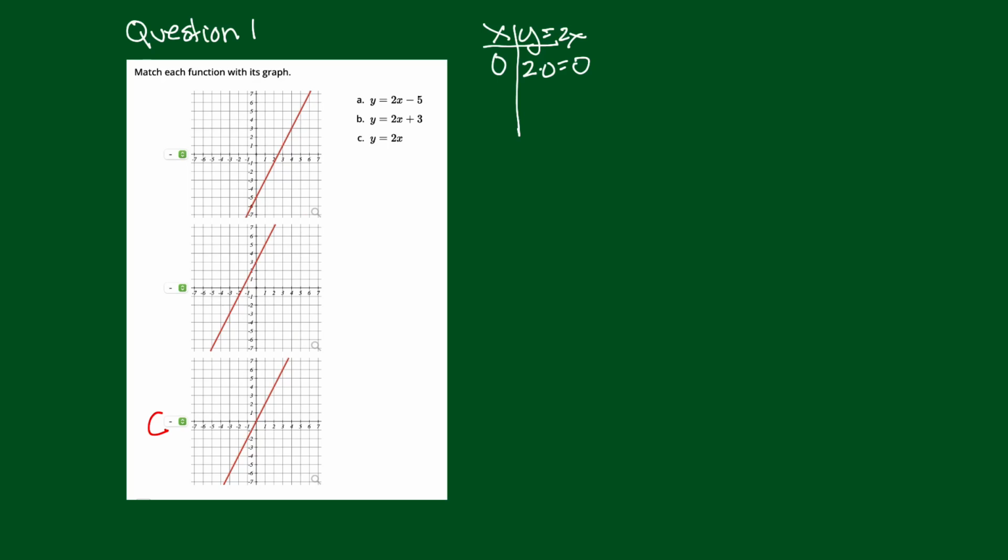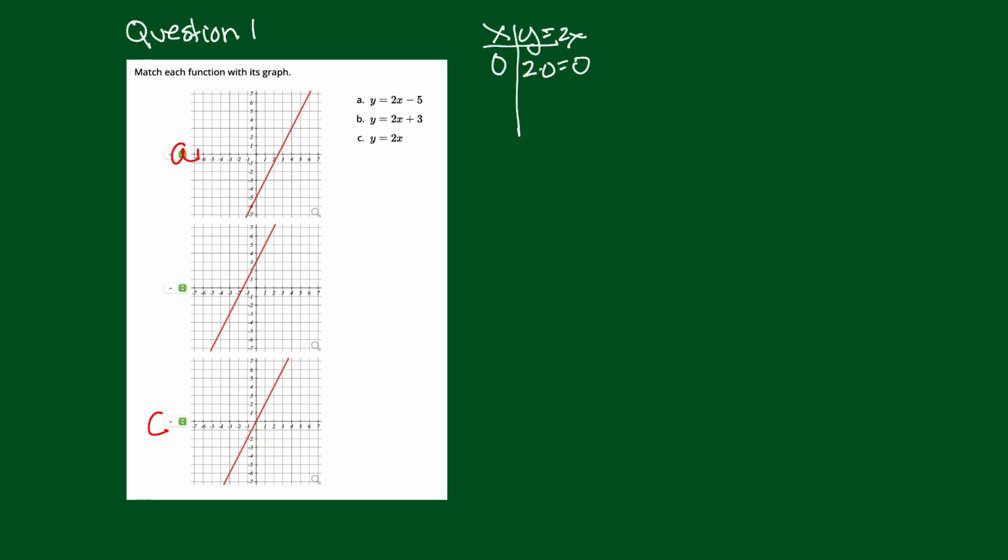And then I see this. Look at the top one. This is the basic graph, the 2x, but it's translated downward 5 units. So which one goes down? Look at this one right here. 1, 2, 3, 4, 5. Okay, that one is A.